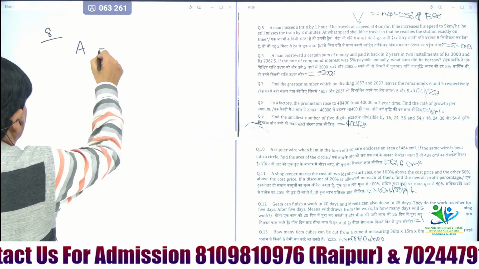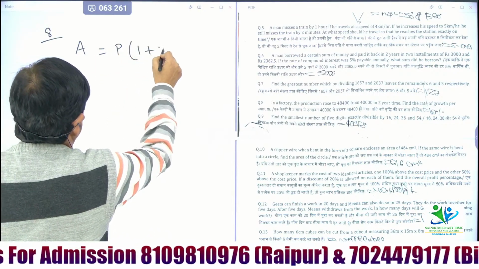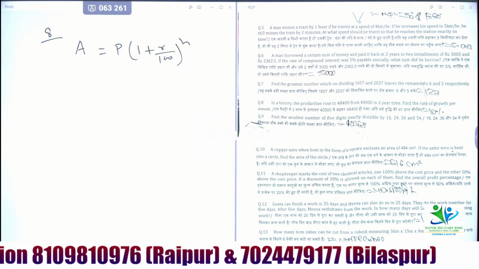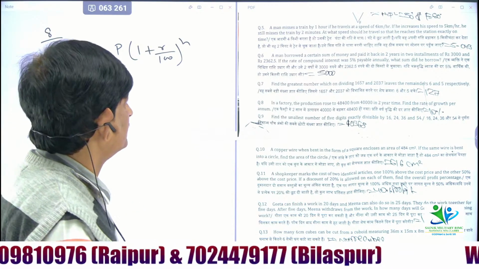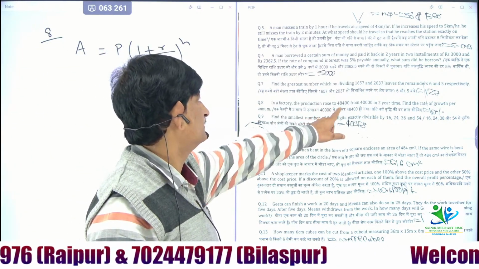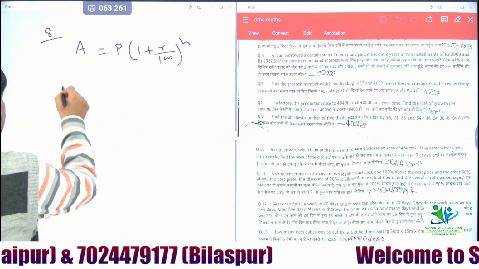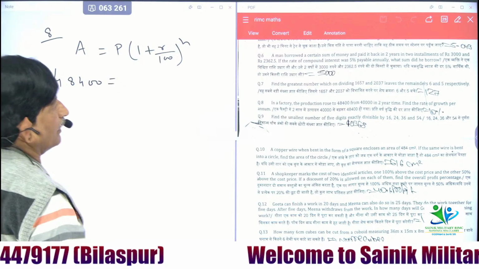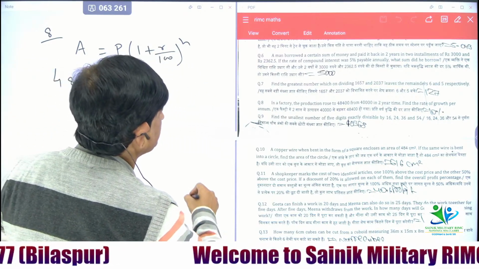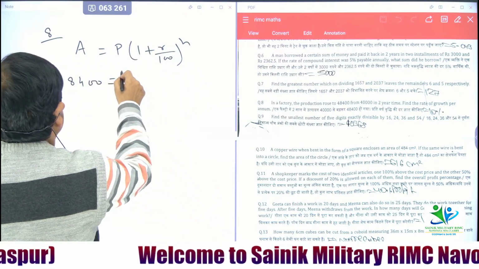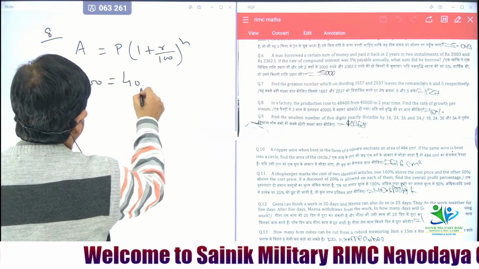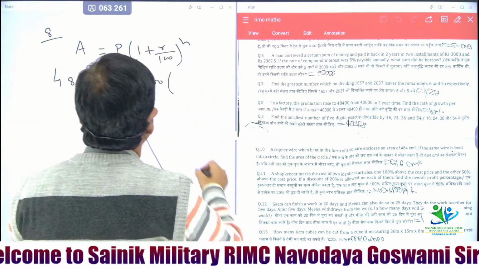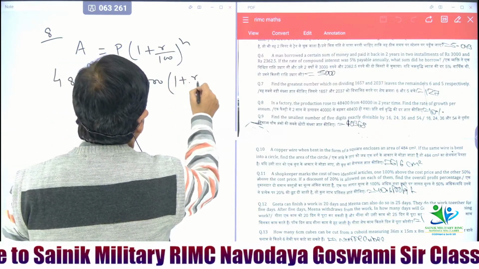A is equal to P into (1 plus R upon 100) to the power n. N is the unit of time. In place of A, you take the increased value. The increased value is 48400. And this one is 40,000. 40,000 is the initial value. You have to find the rate, and the time period is given, 2 years.